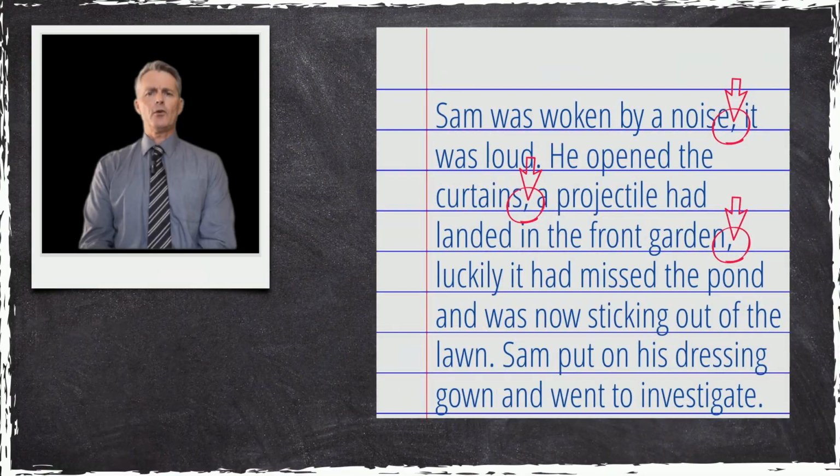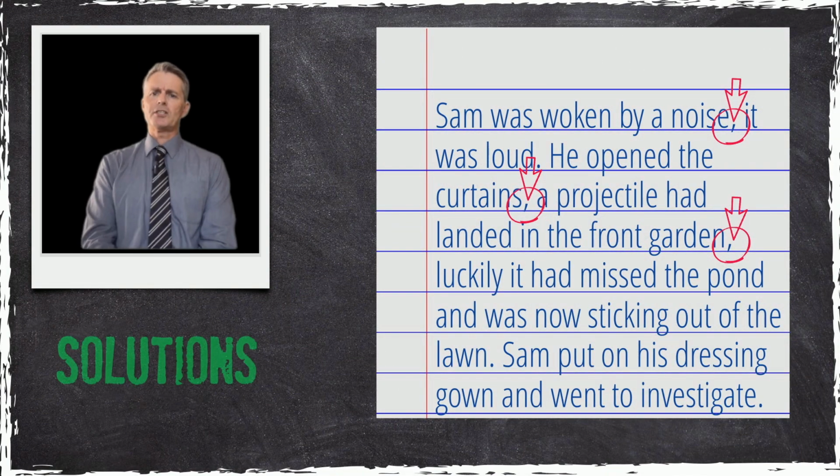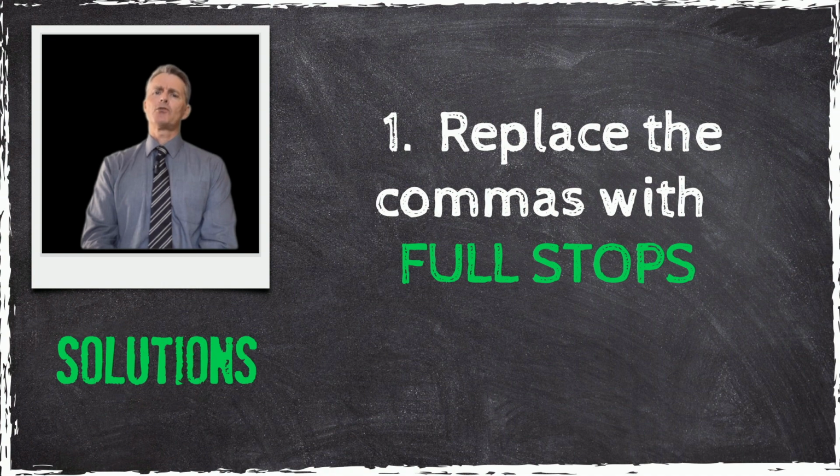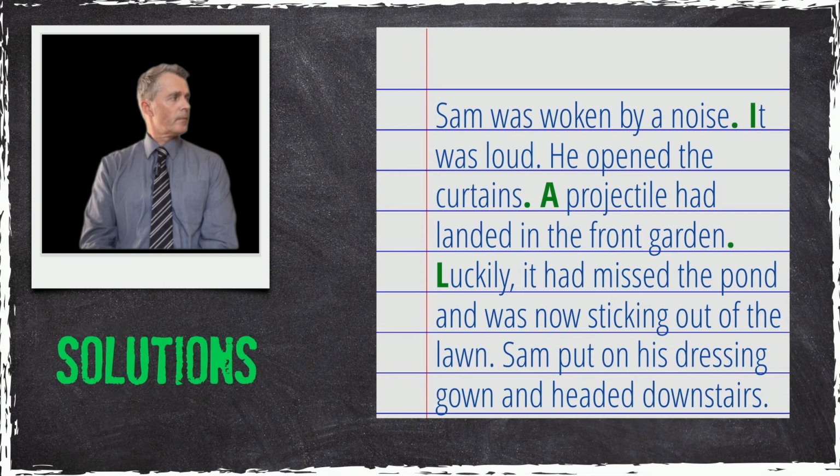So what can we do about those comma splice mistakes? Well, the obvious thing is to replace those commas with full stops. This makes it grammatically correct, but the paragraph doesn't really flow very well. The sentences feel too short.